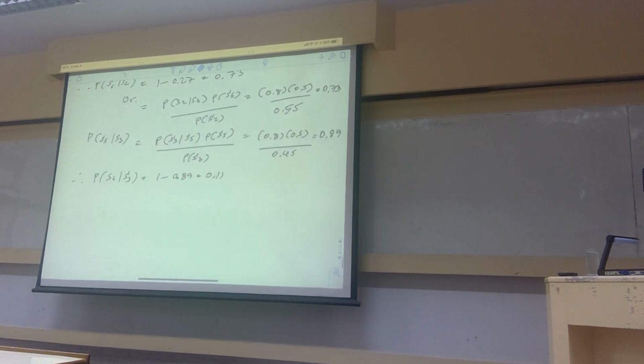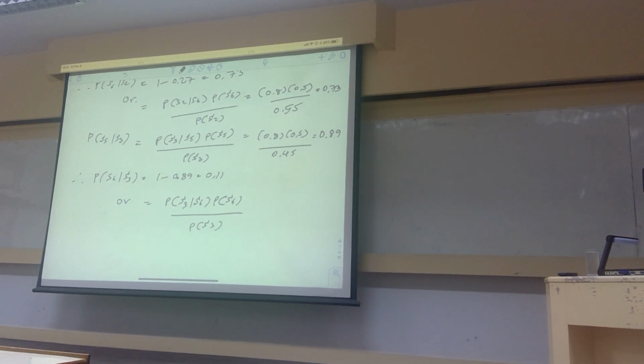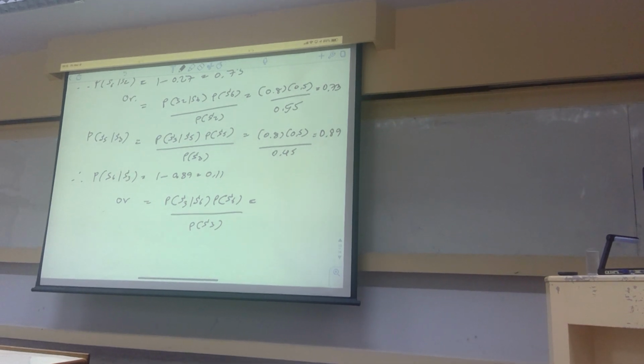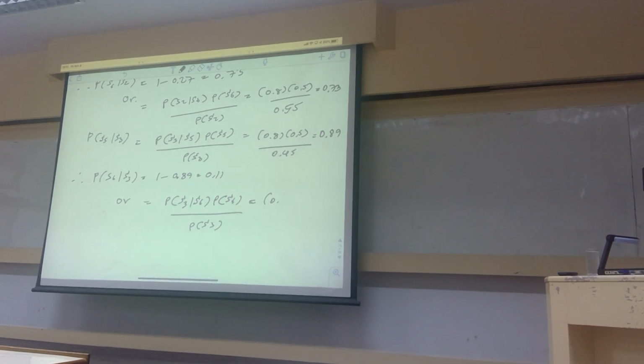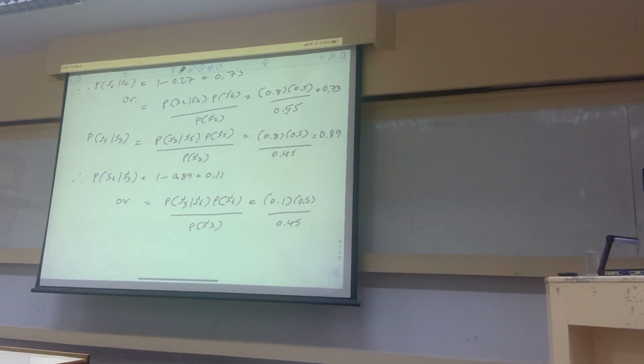Or it will be equal to the probability of S3 given S6 multiplied by the probability of S6, divided by the probability of S3. So we have 0.1, 0.5 divided by 0.45. We have 0.11. Same.